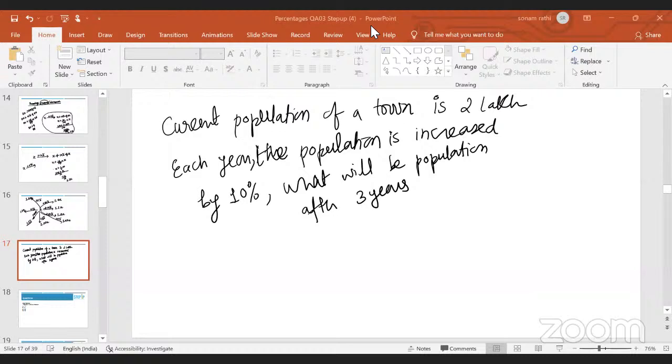Wait, I'll show you what is 2 lakhs. So 1, 10, 100, 1000, 10,000. Like this is 2 lakh. So 2 followed by 5 zeros. No. Do not come to the conclusion directly. Think, wait and think. Current is 2 lakh. Each year it is increased by how much? 10%. The question is, what will be the population after 3 years, right?